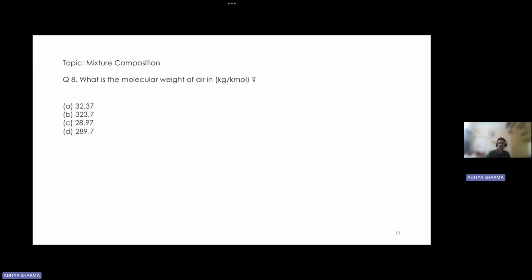The question is on mixture composition, and it's a factual question. It says, what is the molecular weight of air in kg per kilomole?